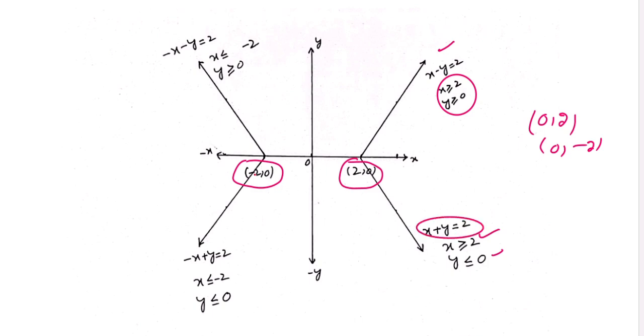Similarly, when you draw the graph from minus 2, 0, these are the two lines again, this and this. This is the graph of minus x minus y equal to 2 for x less than or equal to minus 2 and y greater than or equal to 0. And this is the graph of minus x plus y is equal to 2 when x is less than or equal to minus 2, y is less than or equal to 0 here.